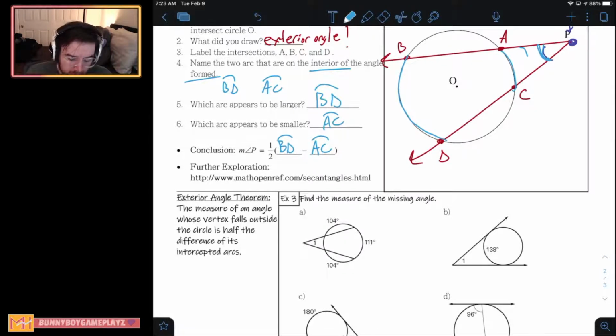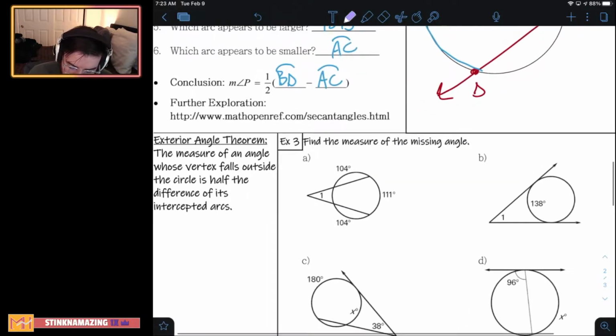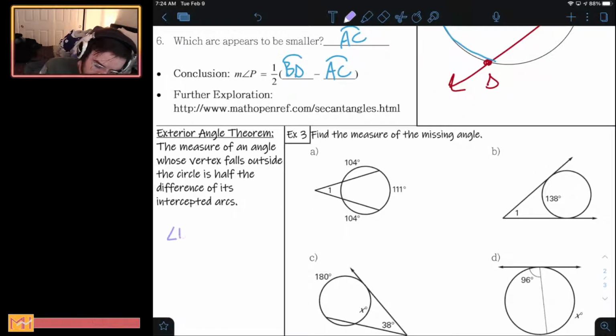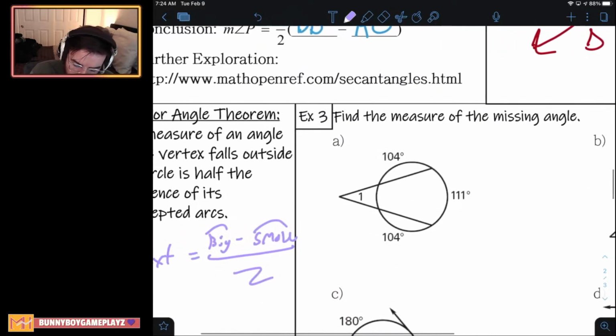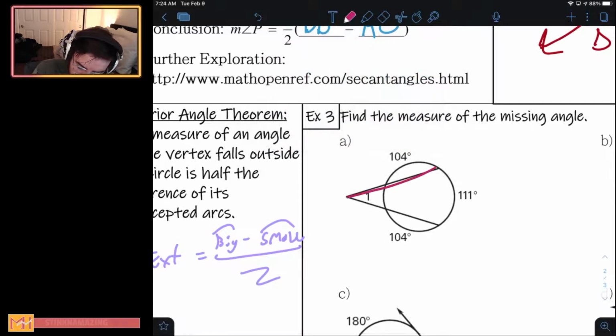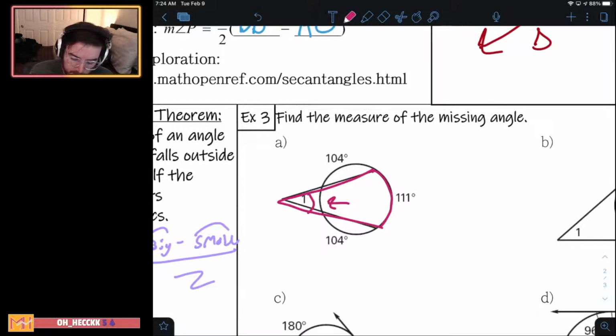Okay, let's try to keep this at 22.5 minutes or something and jump straight into an example. So to find the exterior angle, we take big arc minus small arc and divide it by 2. Do we know the big arc? Yes, it's 111. Do we know the small arc? No. Can we find the small arc? Yes, because we know this adds to 360 degrees.